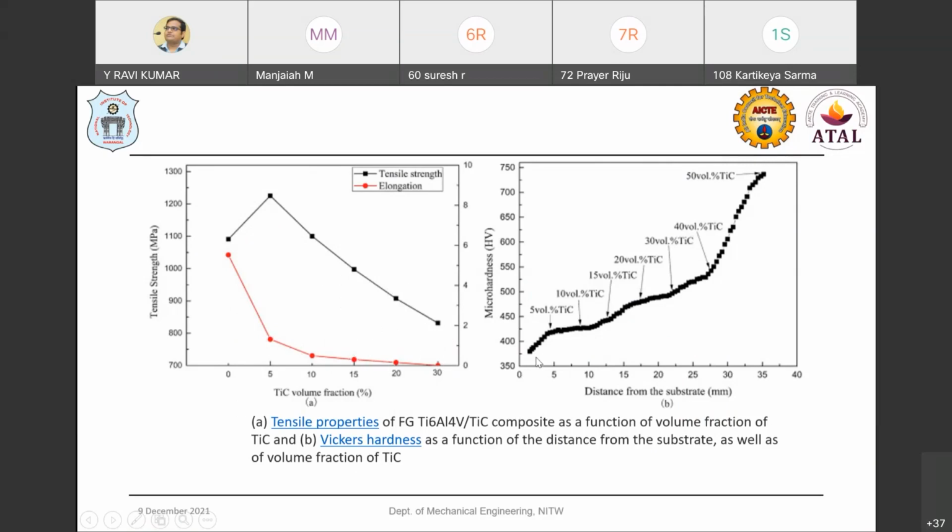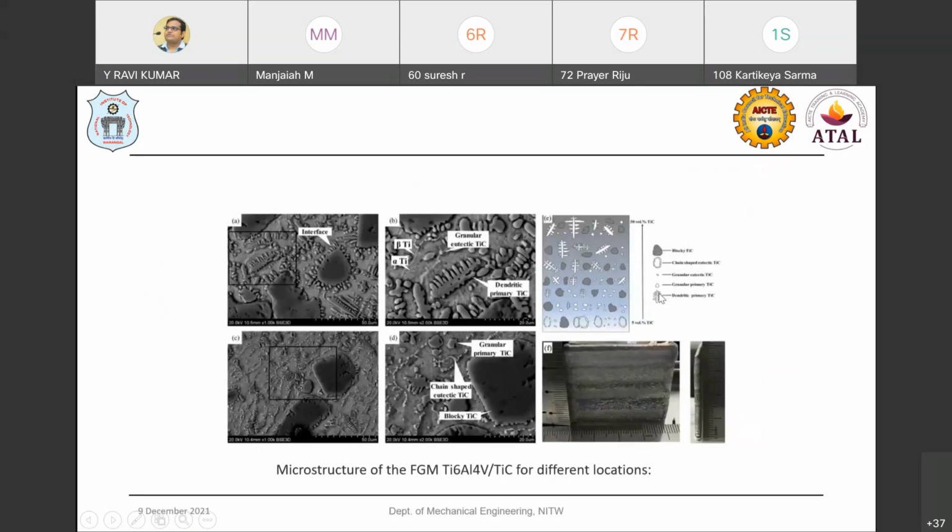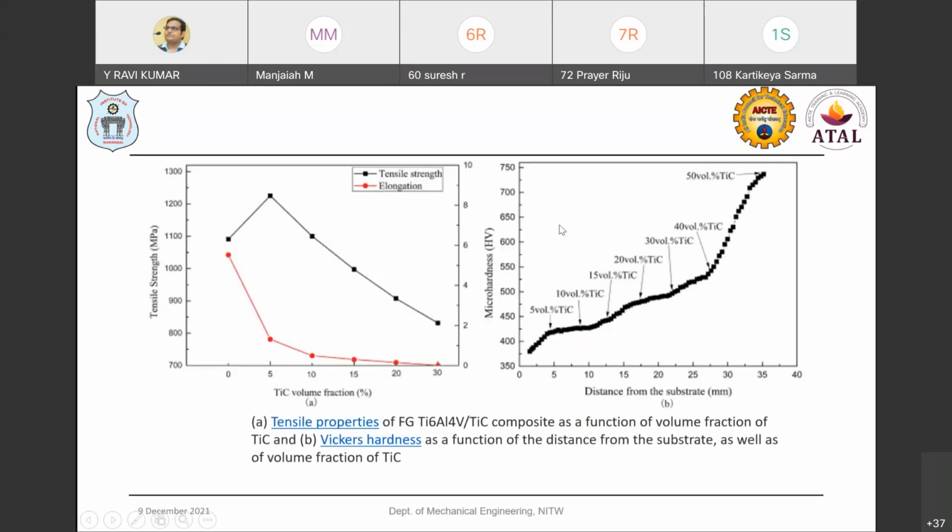But if you see the hardness, when you increase the TiC percentage volume fraction, the hardness definitely increases because the carbide or formation of these eutectic granular phases causes the increase in hardness properties.